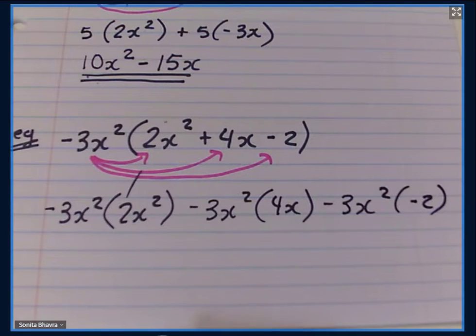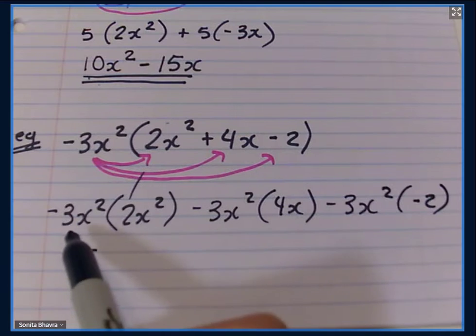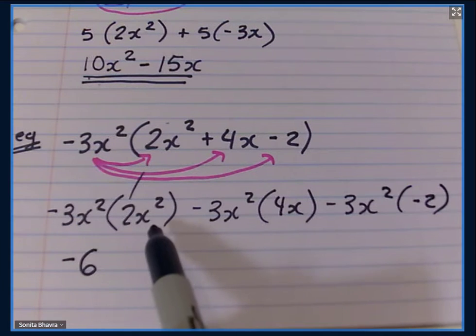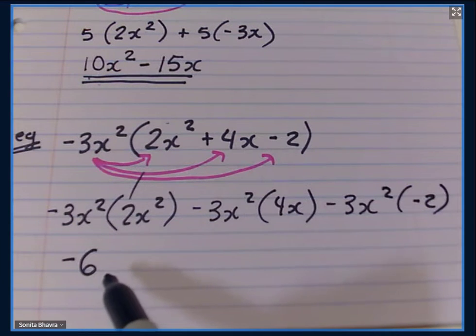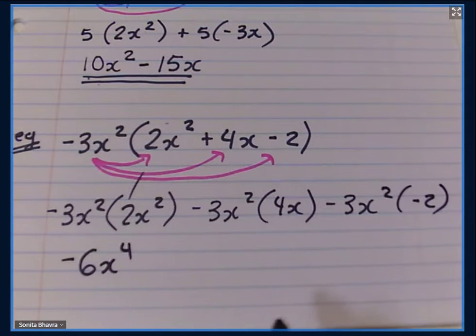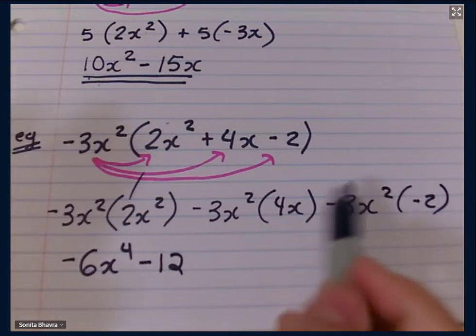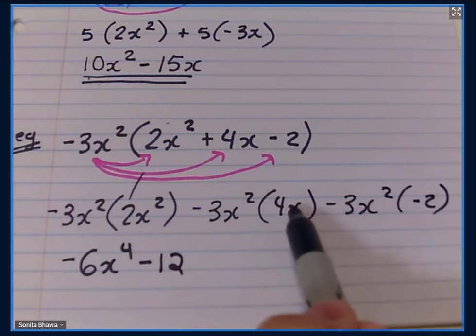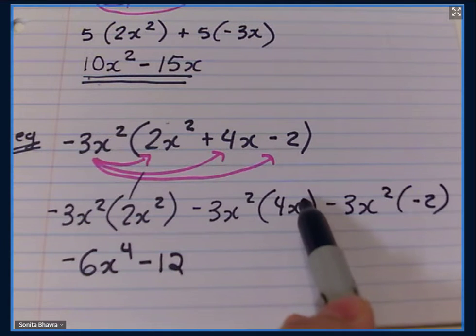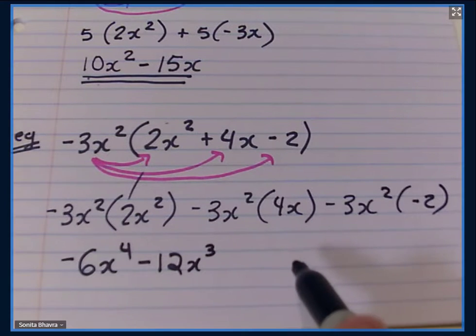So now we can go ahead and just multiply. Negative 3 times 2 is negative 6. And then we have an x squared multiplied by x squared, so you add your exponents. It becomes x to the power of 4. Negative 3 times 4 is negative 12. We have an x squared and an x, so 2 plus 1 when we add our exponents, so x to the power of 3.